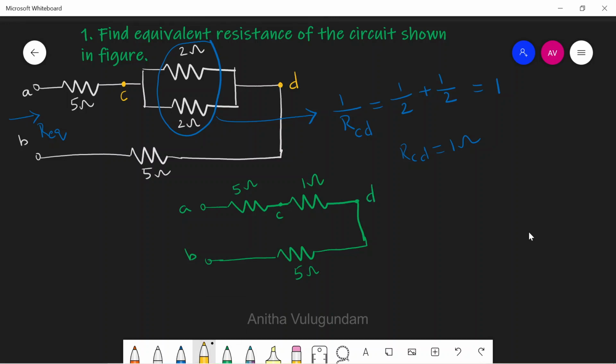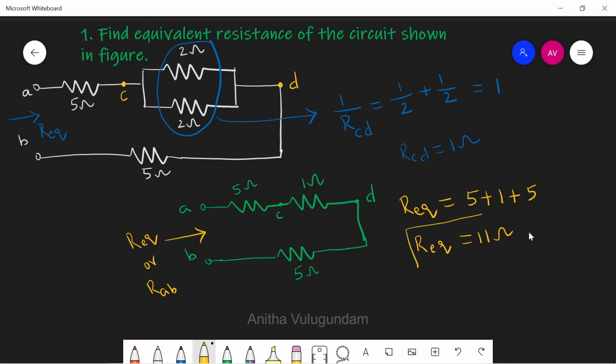Now we can observe all these are in series. In series elements, voltage gets divided, whereas in parallel elements, currents get divided. So we can write here R equivalent, or RAB, equal to 5 plus 1 plus 5, that equals 11 ohms. R equivalent is equal to 11 ohms. This is the answer.